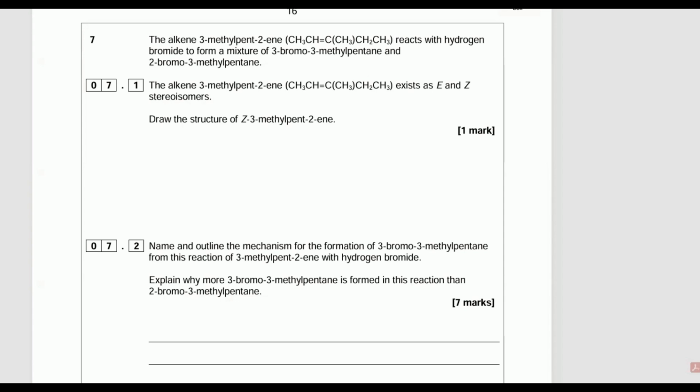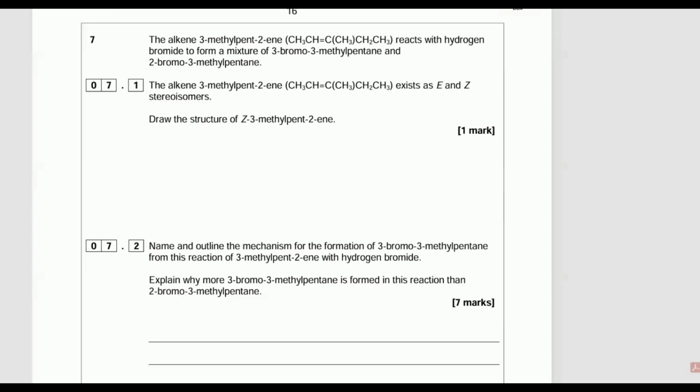Let's go. The alkene 3-methyl pent-2-ene, we've got the structural formula here, reacts with hydrogen bromide to form 3-bromo-3-methylpentane and 2-bromo-3-methylpentane. The alkene 3-methyl pent-2-ene exists as E and Z stereoisomers. Draw the structure of Z-3-methyl pent-2-ene.